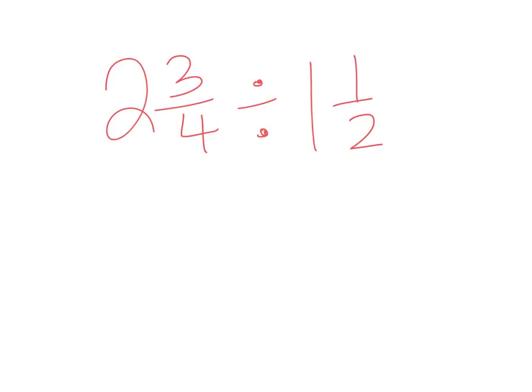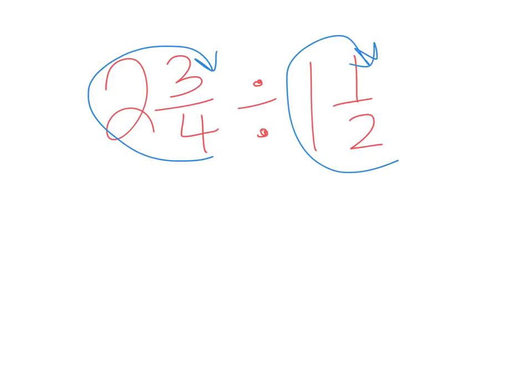So here we go, 2 3/4 divided by 1 1/2. So we're first going to start by cartwheeling both around. 2 times 4 is 8, plus 3 is 11/4, divided by, because we haven't changed anything yet, we're just changing to improper. 2 times 1 is 2, plus 1 is 3/2.